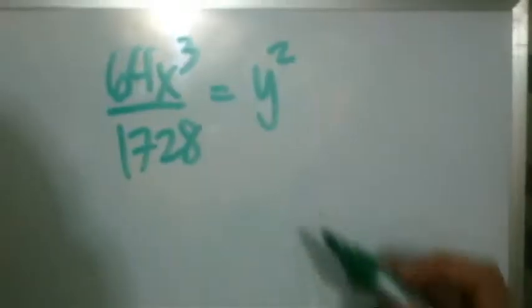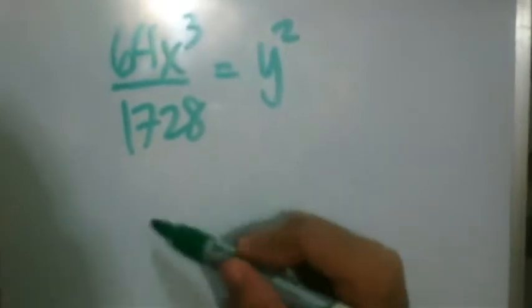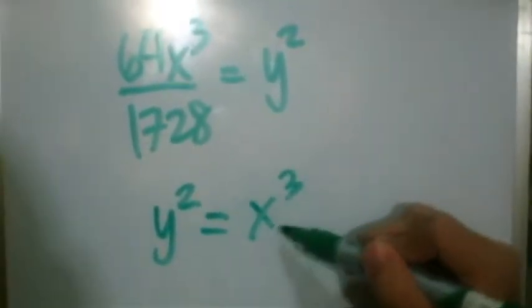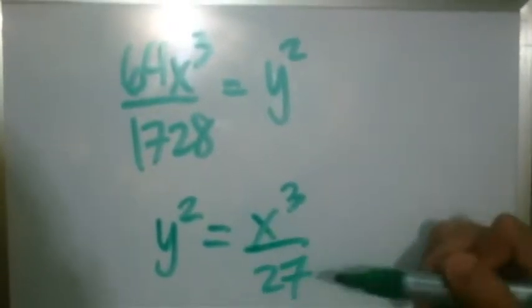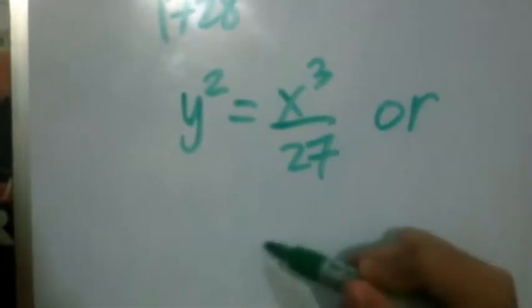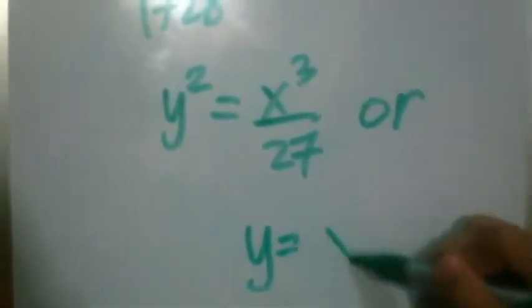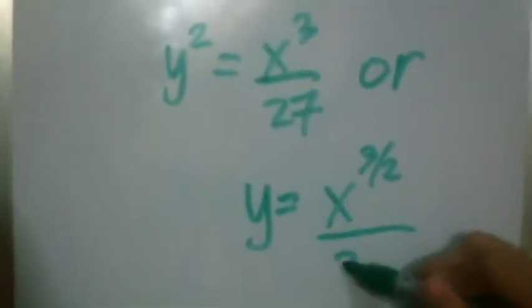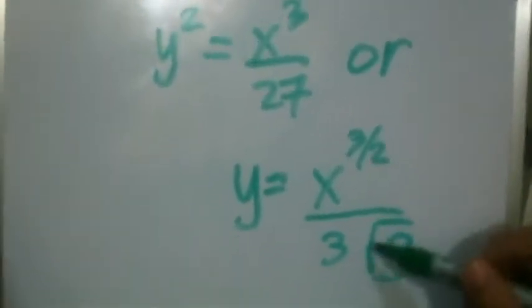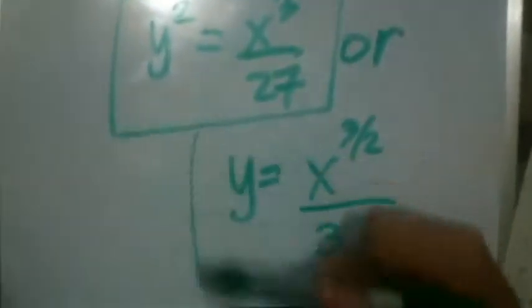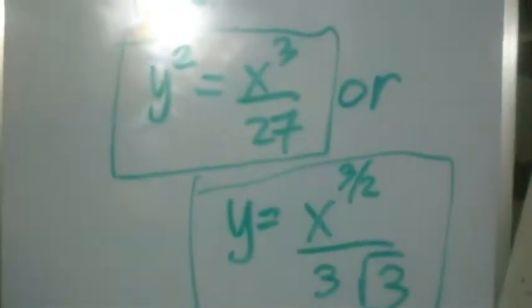So we will simplify this equation. We have y squared equals x cubed over 27, or you can also get y equals x to the 3 halves over 3 square root of 3. This is your final answer here, or you can also use this.